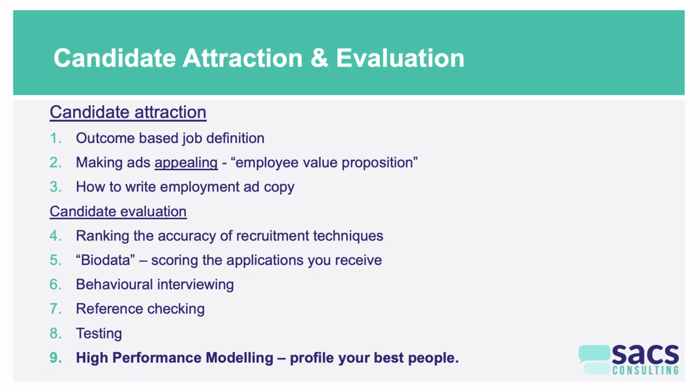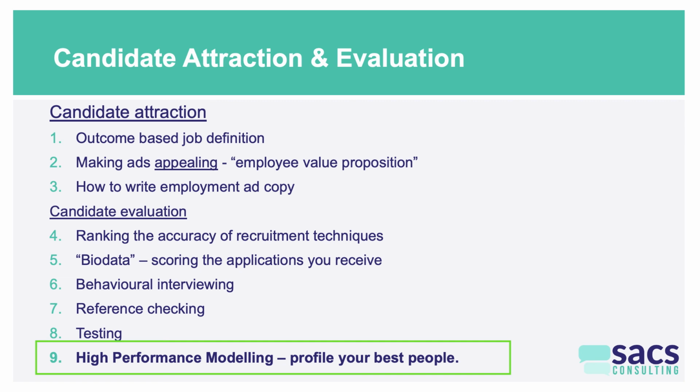That leads us on to the last video in this sequence. So we've covered a whole bunch of stuff about candidate attraction and candidate evaluation. The final one is a thing called high performance modelling. Have you ever thought, gee, this would be a better company if we had more Mary Smiths? Well, this is a way of identifying your best people, finding out what makes them tick, and then using that intellectual property to make better recruitment decisions in future. Join me for the next video to find out how to do that.